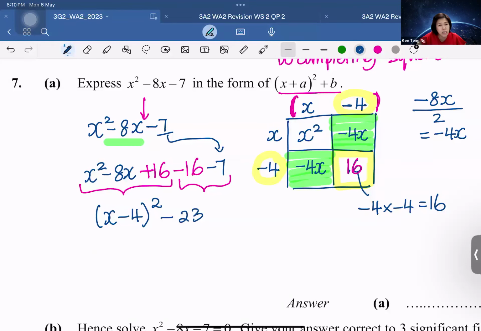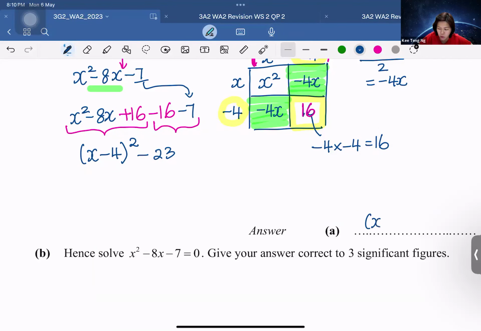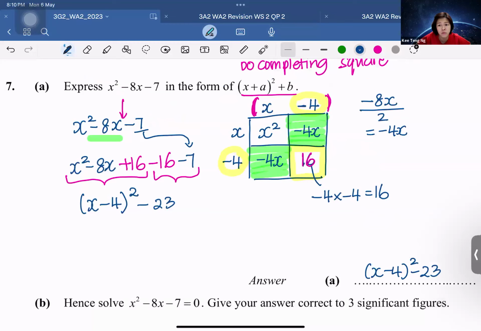Okay, never mind. So in this case, I have this part of my answer. This one is my answer. I'm going to keep it as x minus 4 whole thing square minus 23. How many of you managed to get this answer? Those who have managed to get this answer, please give me a tick or thumbs up or something. Okay, very good. Right. Zixuan knows how to do. Okay, good. You all know how to do.